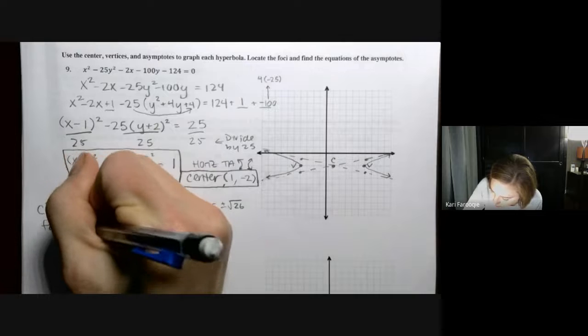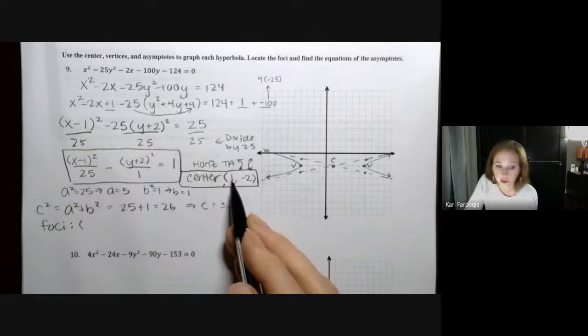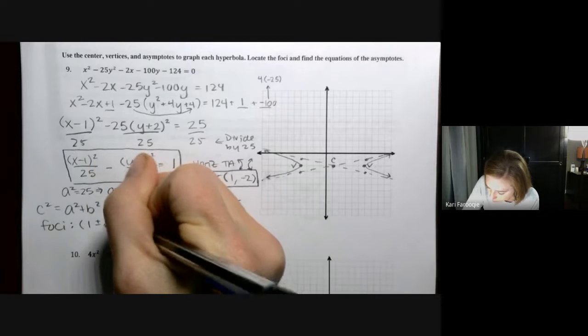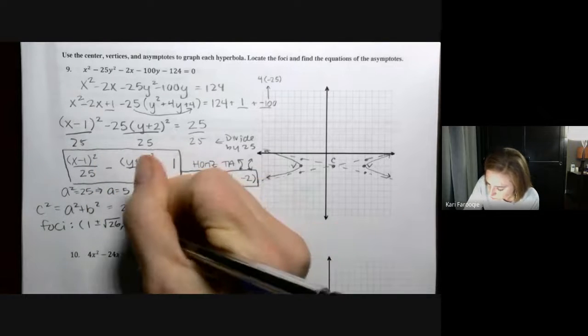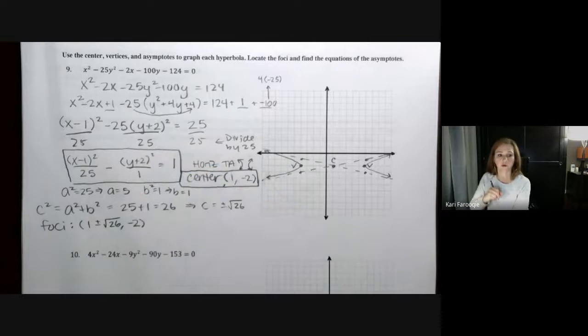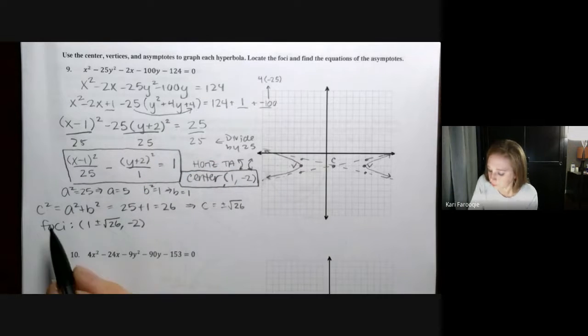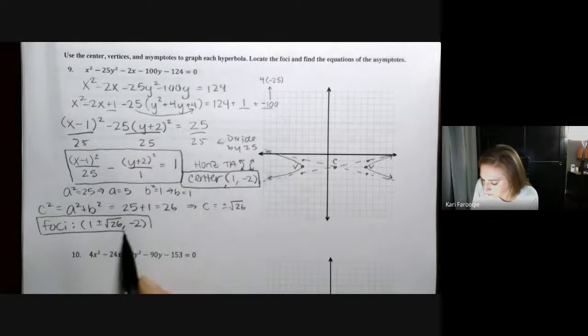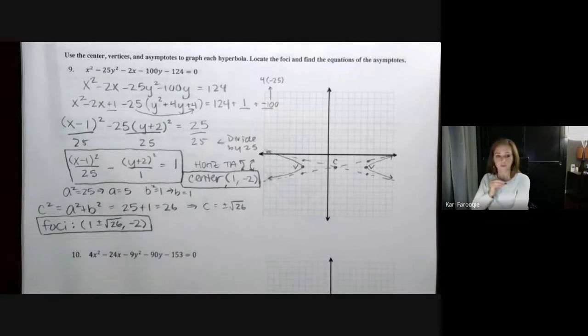So for my foci, I'm going to start at my center point. The x coordinate is 1. I'm going to add on and take off the square root of 26. The y coordinate will remain unchanged. This is an important piece of information. We'll put a box around it. Any questions on the foci?